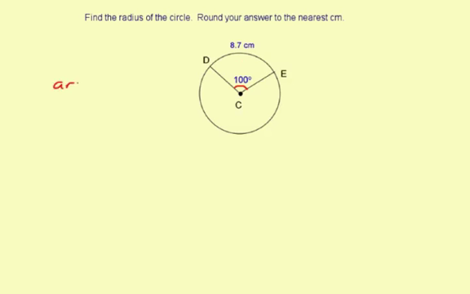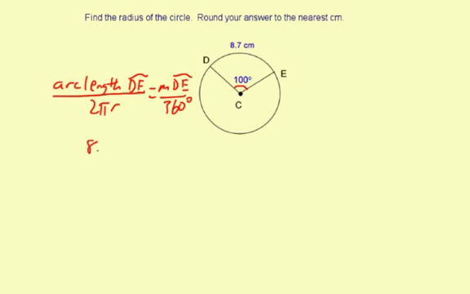So let's see, arc length of arc DE divided by 2 pi r equals the measure of arc DE divided by 360 degrees. Okay, let's substitute everything. We know the arc length is 8.7 centimeters, so I'm putting in 8.7 divided by 2 pi r. We don't know the radius, equals the arc measure, which is 100 degrees, to 360.